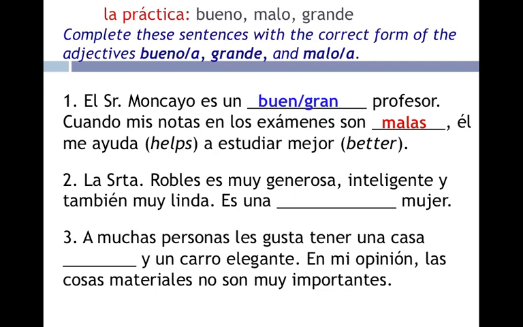Número dos, la señorita Robles es muy generosa, inteligente y también muy linda. Es una... What kind of mujer is she? Buena or gran. Remember, buena will not truncate or shorten in front of a feminine singular noun, but gran does, both masculine and feminine. Número tres. A muchas personas les gusta tener una casa something y un carro elegante, an elegant car. En mi opinión, las cosas materiales, material things, no son muy importantes. So what kind of a house do you think a lot of people like to have? Una casa grande. So a big house, not a grand or famous house.